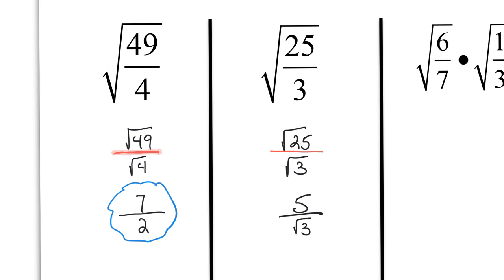Now, here's the thing with fractions. In a fraction, you cannot have a radical on the denominator. So notice that we have a square root on the bottom. That's a radical. We have the square root of 3 on the bottom. So we have to get rid of it. Every time you have fractions, you cannot have a square root on the bottom. So how do you get rid of it?